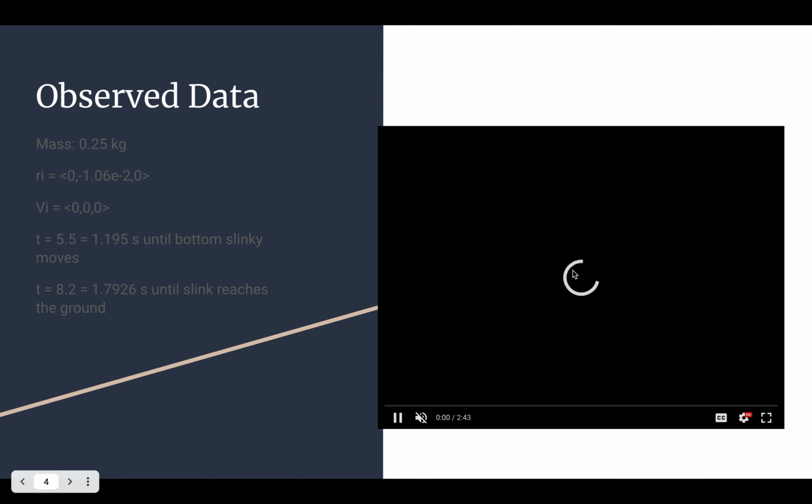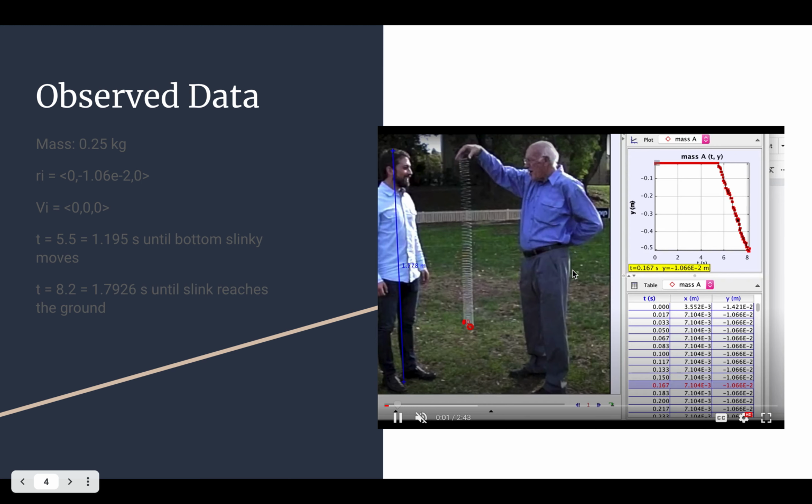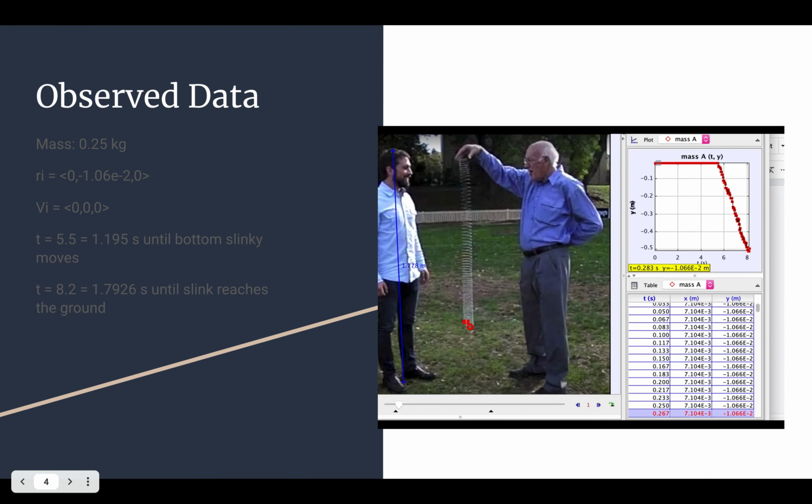To the right, you will see the video that I uploaded and analyzed in Tracker. I used the point mass function specifically on the bottom of the slinky to analyze the vertical position of the bottom of the slinky in the period that the slinky fell to the ground. Some initial conditions relevant for the code include a standard slinky mass of 0.25 kilograms and the initial position equal to approximately the origin. Another important point is that the slinky starts its fall from a position at rest, so its initial velocity equals 0.